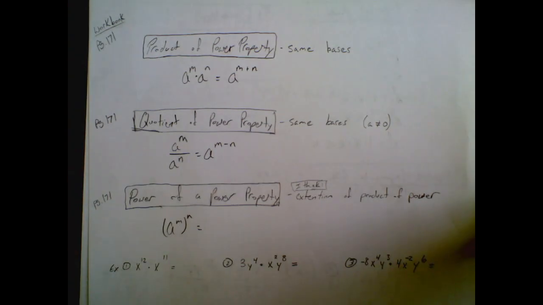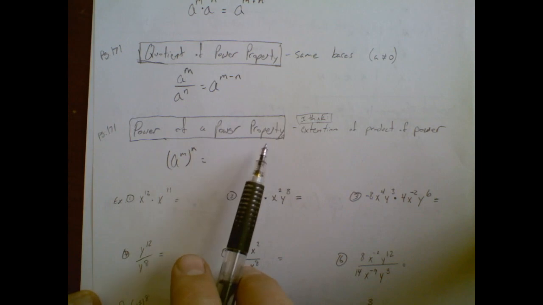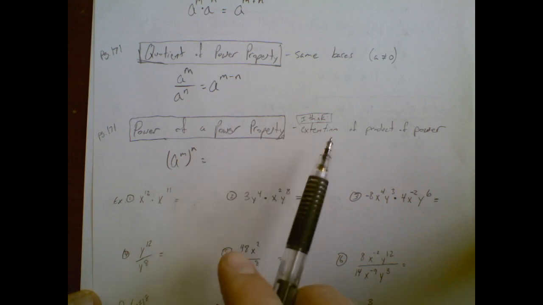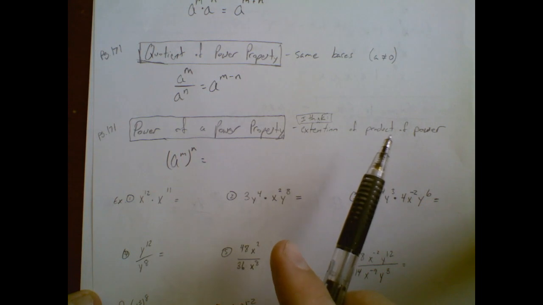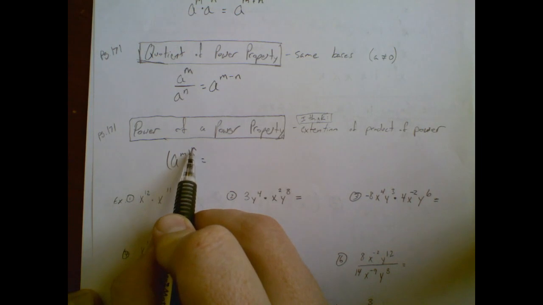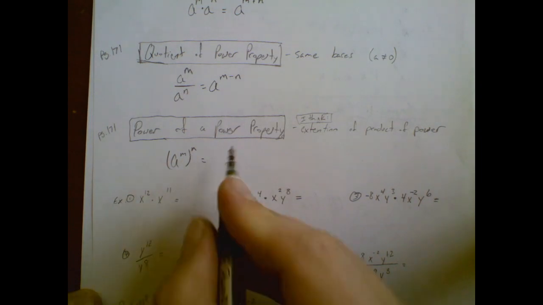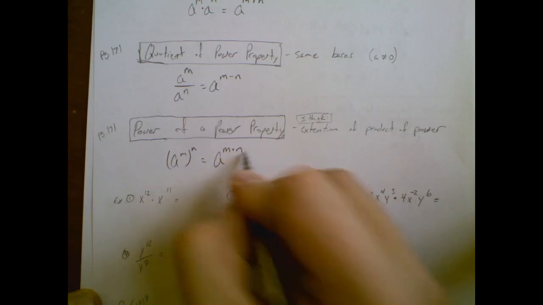Our last power we are going to talk about is the power of a power property. Okay, and I think of it as an extension of the product. So of the first one, that's the way I think about it. If we have a base raised to a power raised again to another power, the shortcut is you keep the base and you multiply the powers.